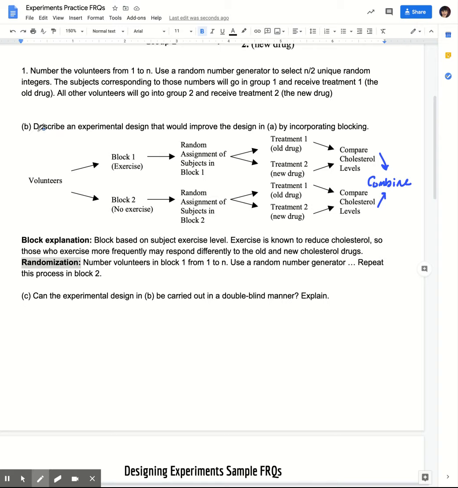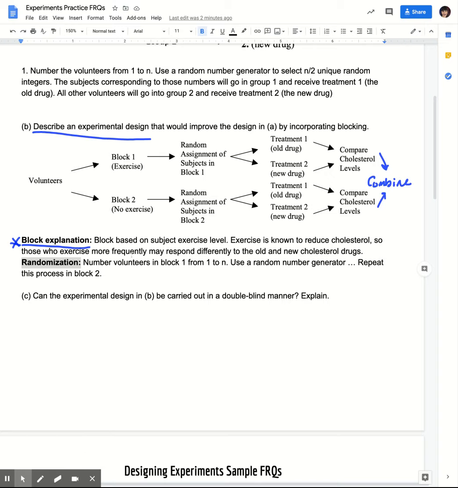Okay, and then again, notice that it says describe an experimental design. So just the drawing, just the diagram is not enough. You have to explain why you chose the block that you chose. And like I said, it can be a very, very short explanation, like a sentence or two is sufficient, okay? And I said block based on exercise level. Because exercise is known to reduce cholesterol, those who exercise frequently may respond differently to the old and new cholesterol drugs. And I really should have included here.